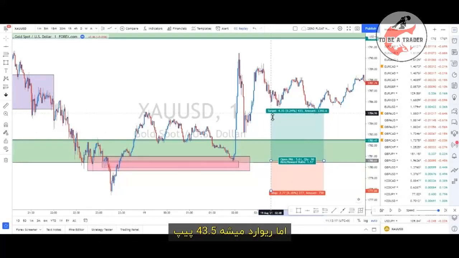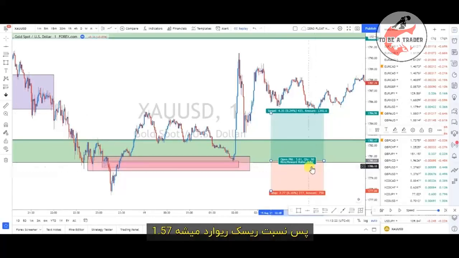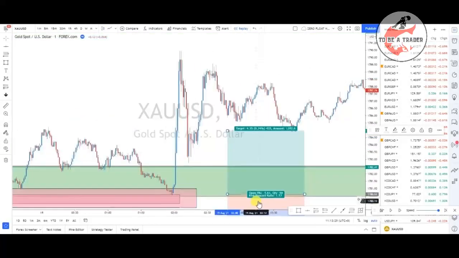But the reward is 43.5 pips. So the risk reward ratio is 1.57. This can be a good trade as well. Okay, but let's wait for another opportunity.